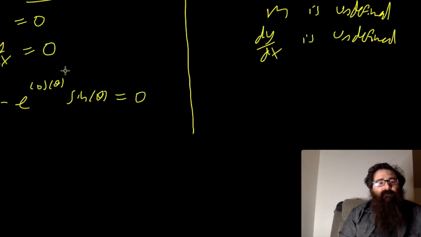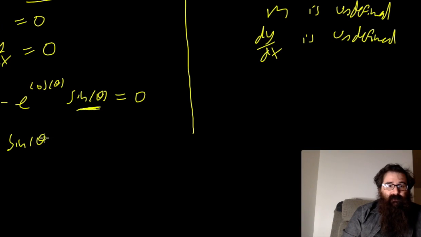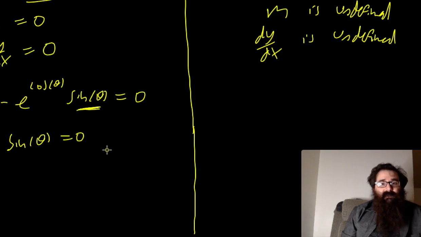And the exponential function will never be 0. The minus sign can be divided over, so really we're just focusing on sine theta in this case. This all reduces to sine theta should be 0. And well, when is this going to happen?